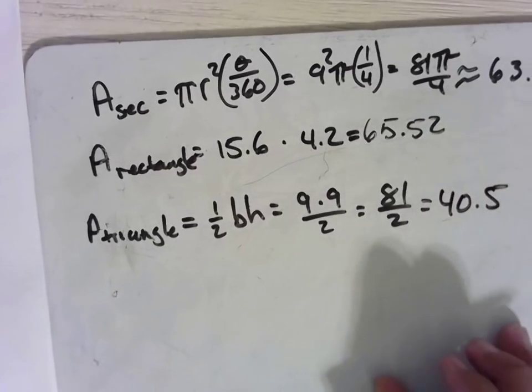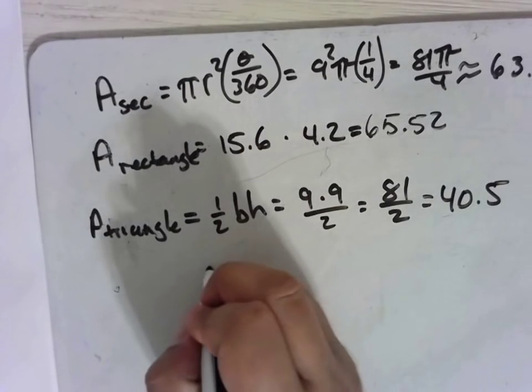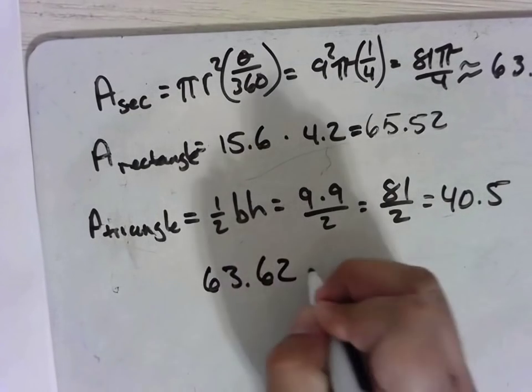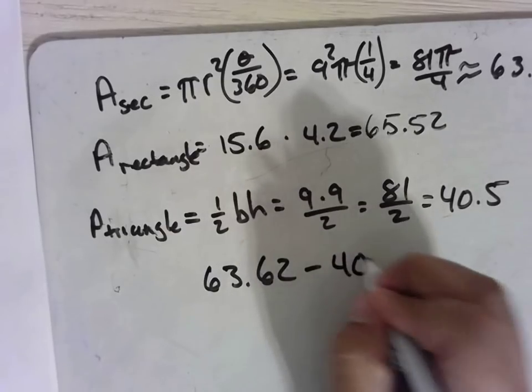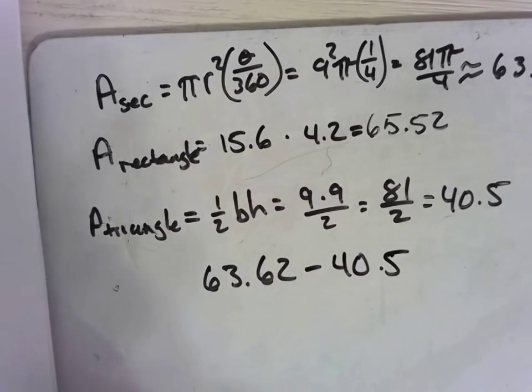Now what I said before, I'm going to take the area of the sector, which is 63.62, and I'm going to subtract the area of the triangle, 40.5.